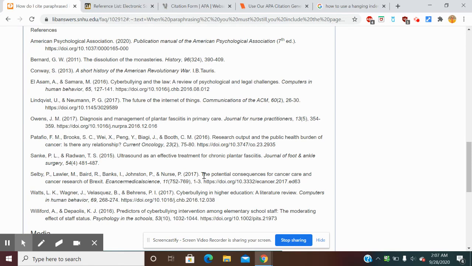Journal citation example. This is not an online archive journal. Sorry, this is a website, I believe. No, this is another journal because I can tell right here.